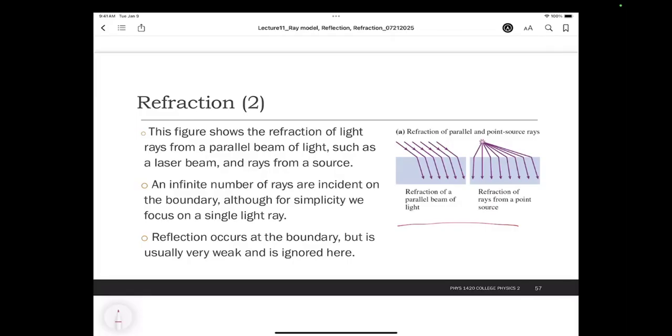When we talk about this, there are some conditions we need to pay attention to. Here are some reflections of parallel and point source rays. You can see the reflection of a parallel beam of light, and this is the reflection of rays from a point source. It has the angle change. Does that make sense to you?